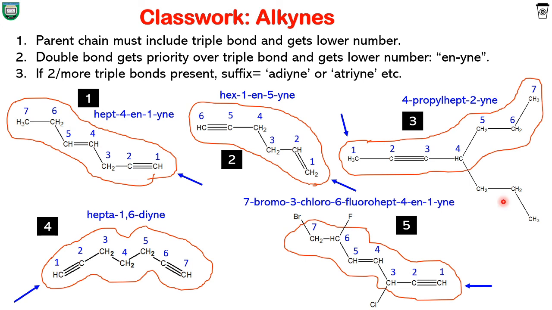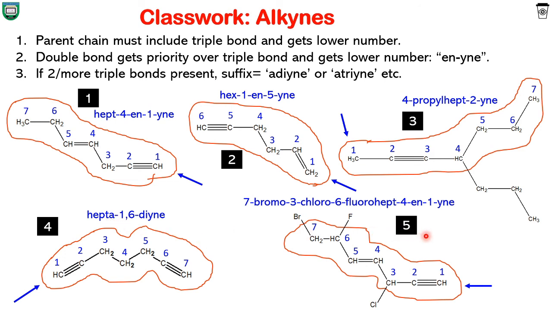Third molecule we have already named this one. So this molecule has a propyl functional group, that is a substituent, non-functional group substituent. So this has a propyl substituent, so we write 4-propyl and 7 carbon atoms, right? Hept, and second position we have triple bond, 2-yne. Coming to the fourth one, we have already discussed hepta-1,6-diyne, because 1 and 6 position triple bonds. We are using A, hepta, not hept.